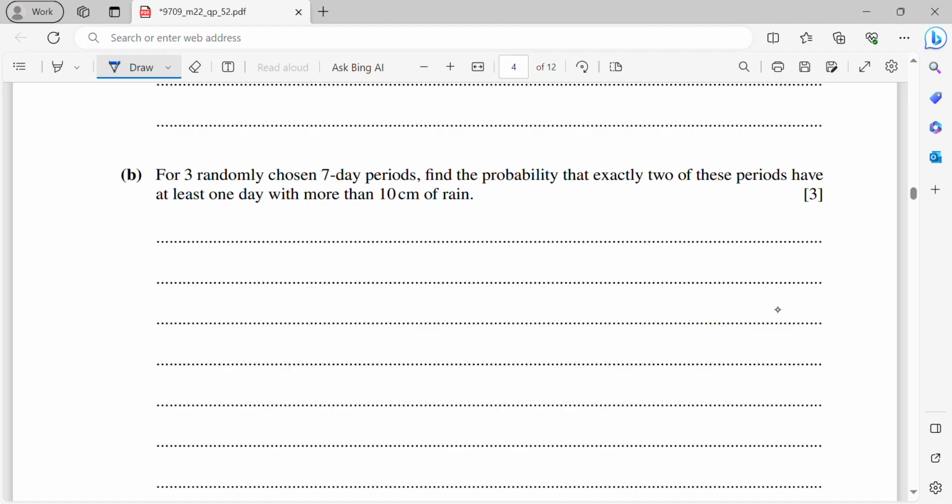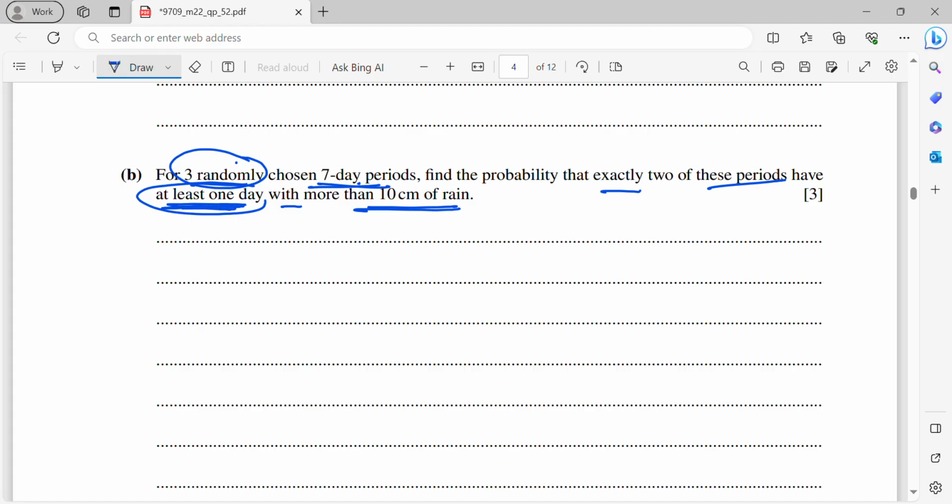Now part B, for 3 randomly chosen 7-day periods. Out of the 7 days, you consider 3. Find the probability that exactly 2 of these periods have at least 1 day with more than 10 centimeter of rain. So at least 1 day out of the 3 days. These 3 periods are chosen from the 7-day periods, which means now I need to get at least 1 day.